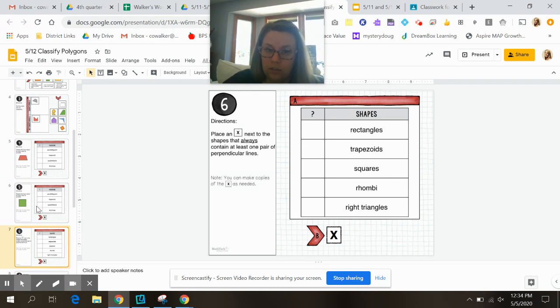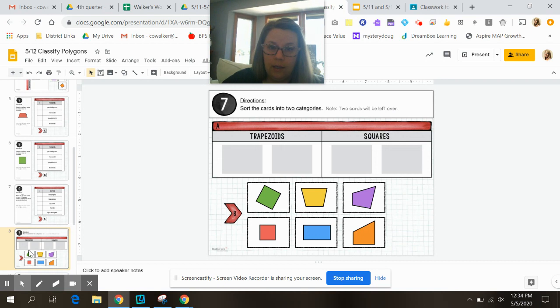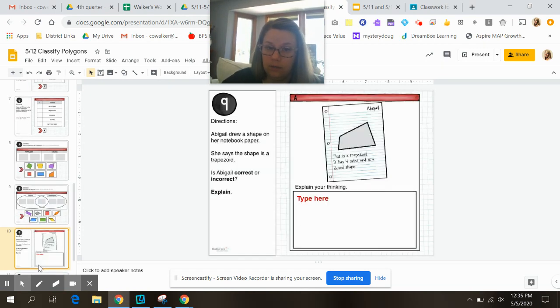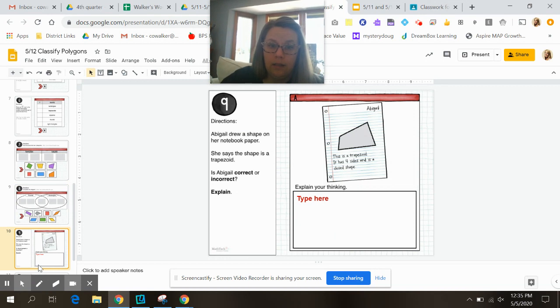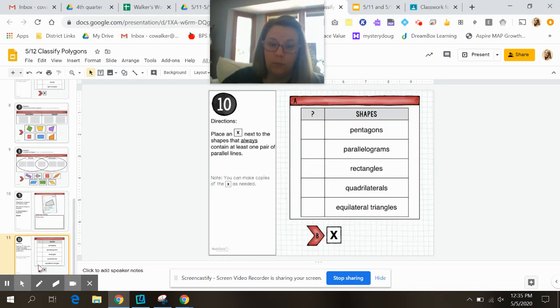On slide 7, you're going to do pretty much the same thing. It says place an X next to the shape that always contains at least one pair of perpendicular lines. So if all of these always contain one pair of perpendicular lines, you're going to do that for that one. You're going to sort these into 2 categories. Is it a trapezoid or is it a square? Or it may not be either. Like it says right here where it says note up at the top, 2 cards will be left over. Same here. You're going to do it for rhombi and rectangles. Rhombi is the same as rhombus. It's just the plural form. And then you'll follow the instructions on these, and that's the one that we've already done.